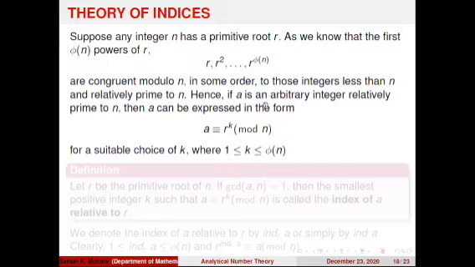Hence if a is an arbitrary integer relatively prime to n, then a can be expressed in the form a congruent to r to the power k modulo n. So if a is relatively prime to n, meaning gcd of a with n is 1, then we can express a as congruent to r to the power k modulo n, where k lies between 1 and phi of n.